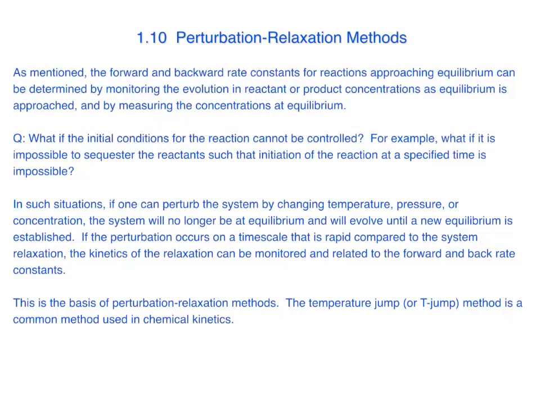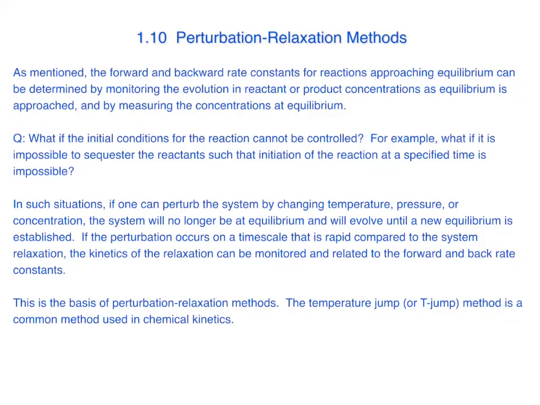In this video, we're going to cover section 1.10, perturbation relaxation methods. As mentioned in the previous video, the forward and backward rate constants for reactions approaching equilibrium can be determined by monitoring the evolution in reactant or product concentrations as equilibrium is approached, and by measuring the concentrations at equilibrium.